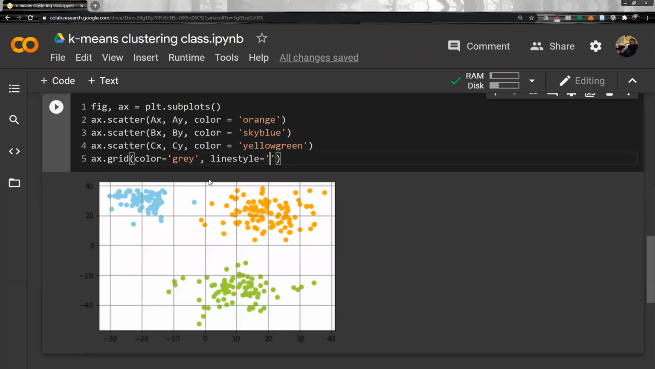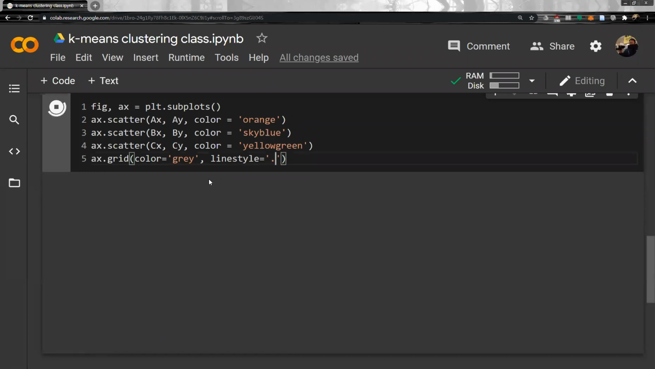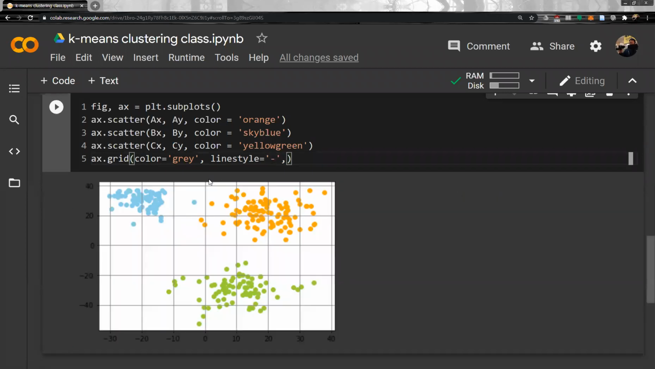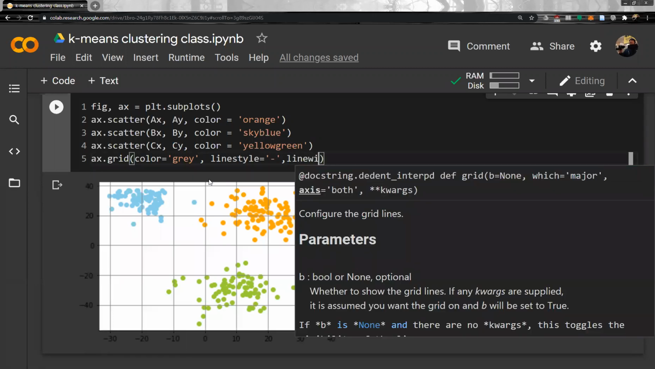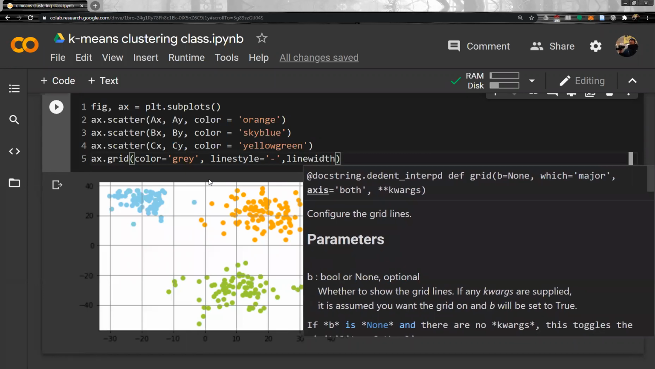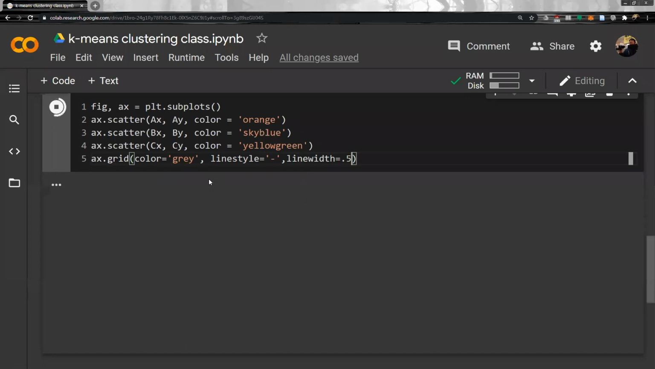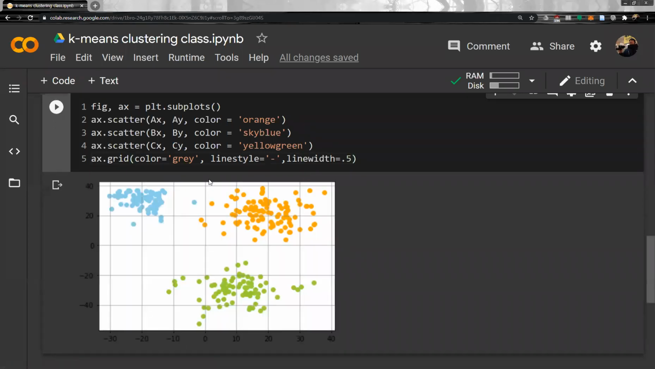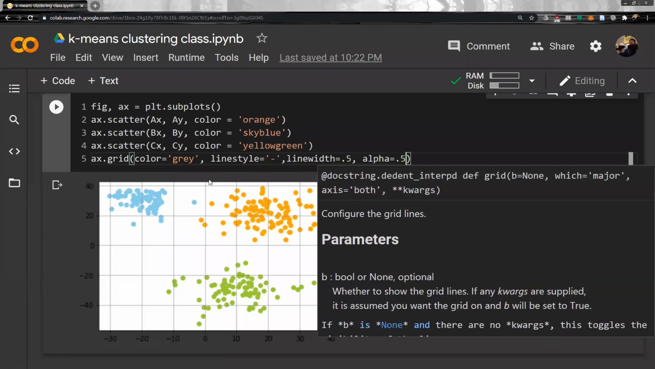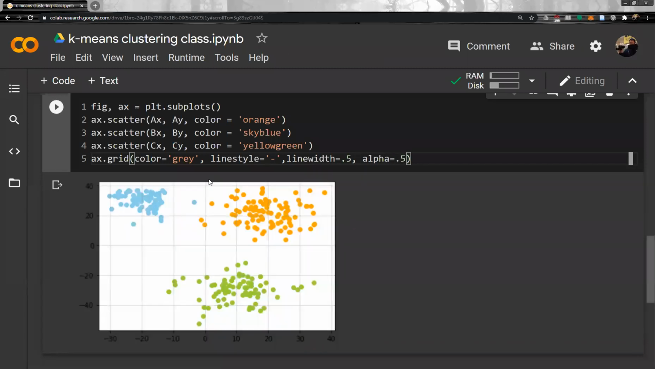Okay, and then how about line style? Maybe we can reduce line width. Line width is 0.5. Okay, now it is much better. And then alpha 0.5. Okay, so now it is much better.